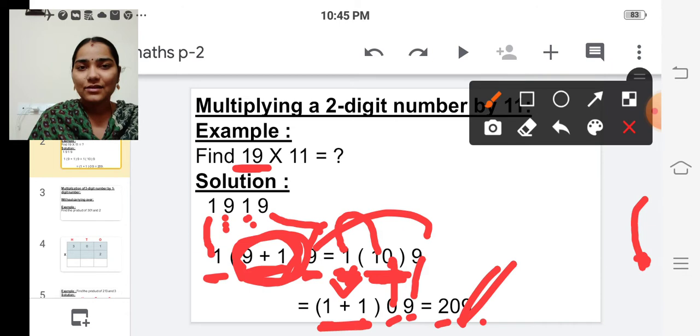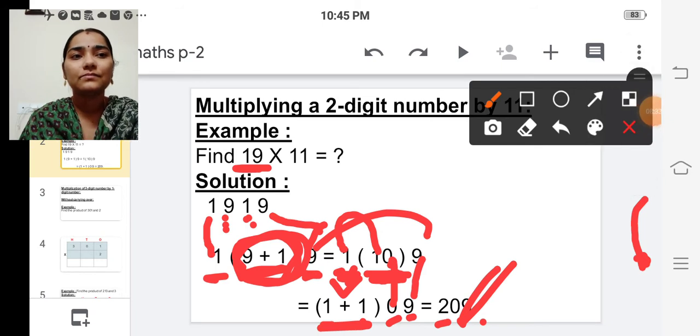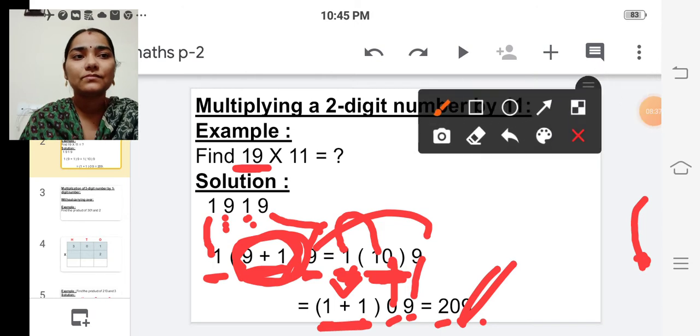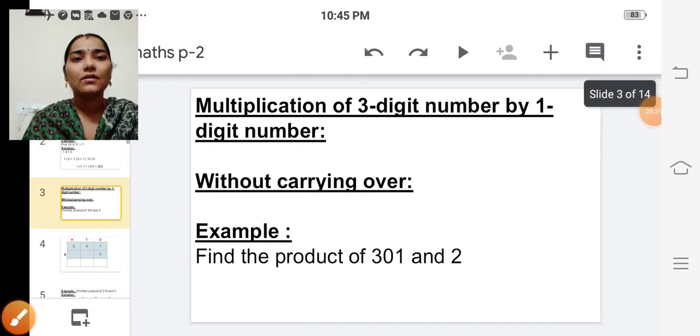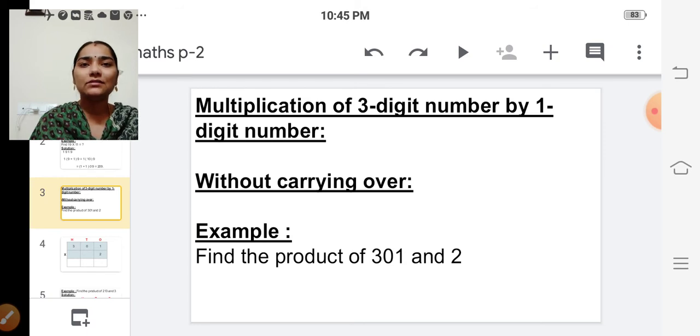Yes. So shall we move on to the next one? Next one is multiplication of 3-digit number by 1-digit number. So we are going to multiply a 3-digit number by 1-digit number. Okay. First, without carryover. So without carrying over.